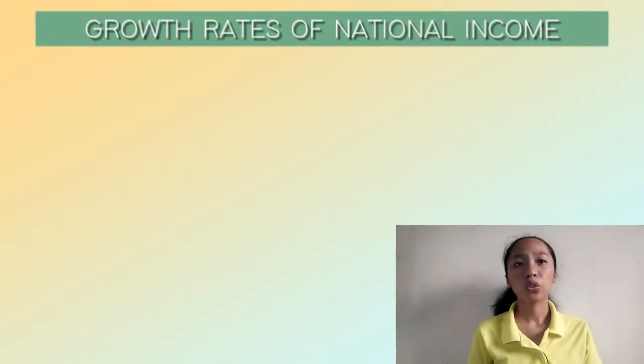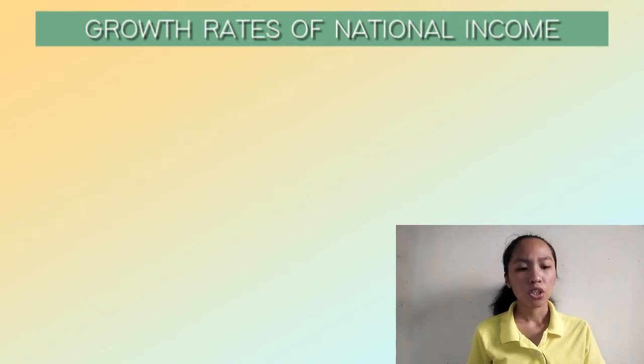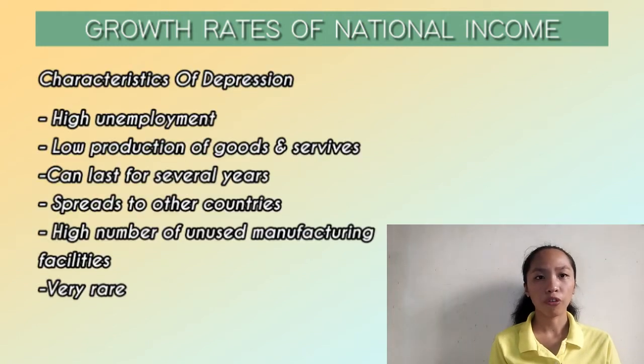What is depression? The depression is the worst of the four stages. During the depression, demand is low and declining. Inflation is often high, and so are the interest rates. So what are the characteristics of depression? It has high unemployment, low production of goods and services, can last for several years, spreads to other countries, has a high number of unused manufacturing facilities, and is very rare. So, those are the characteristics of depression.